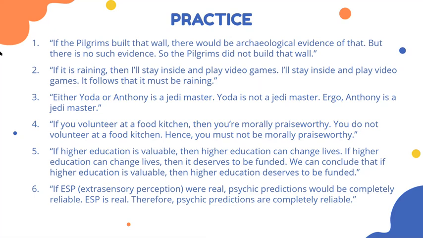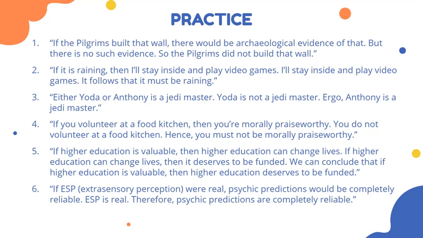Argument two, if it is raining, then I'll stay inside and play video games. I'll stay inside and play video games. It follows that it must be raining. That argument is invalid, and that is affirming the consequent. Number three, either Yoda or Anthony is a Jedi Master. Yoda is not a Jedi Master, ergo Anthony is a Jedi Master.